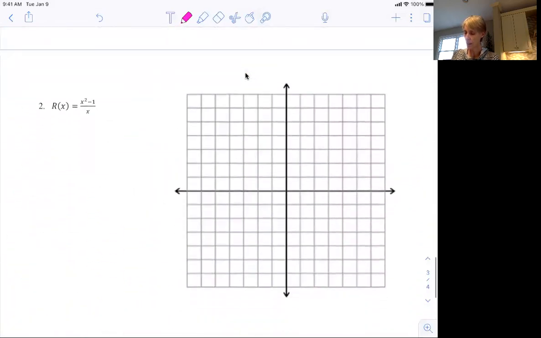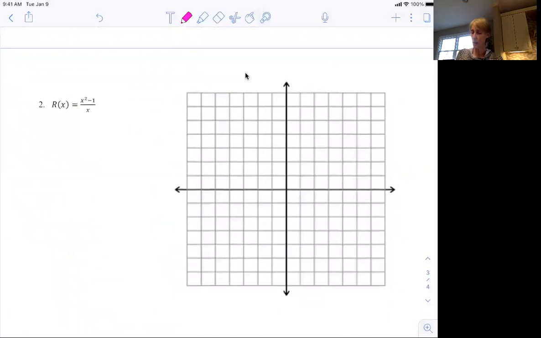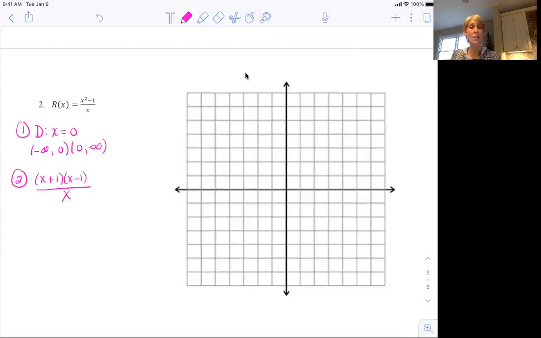And our last example that we're going to work through together, x squared minus 1 over x. Domain, very easy to see. X can't equal 0. Remember, this breaks up our x-axis into those 2 intervals, right? That's our restricted domain. Factored form, x plus 1, x minus 1 over x. Nothing cancels. That's my lowest form. Again, no big deal.